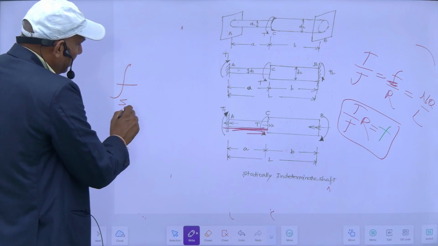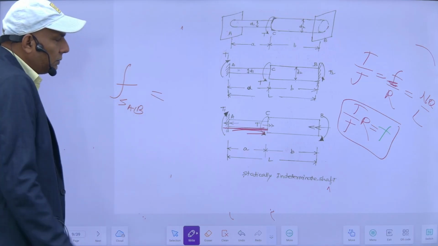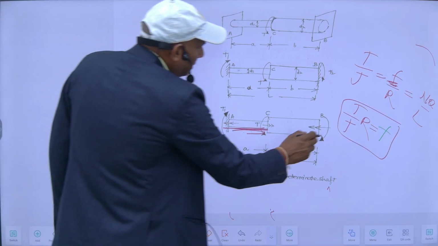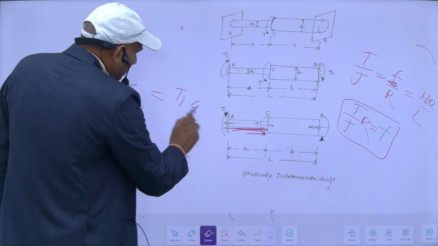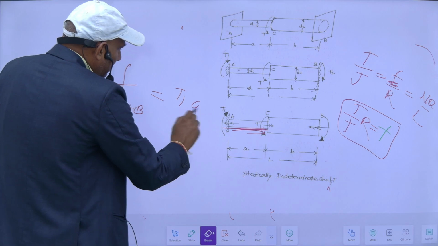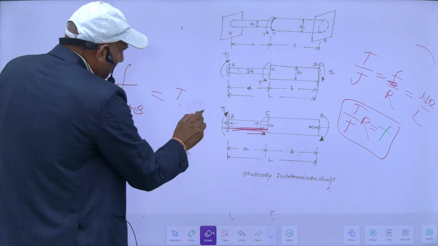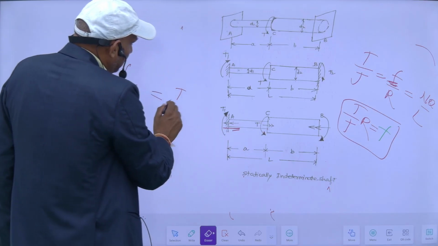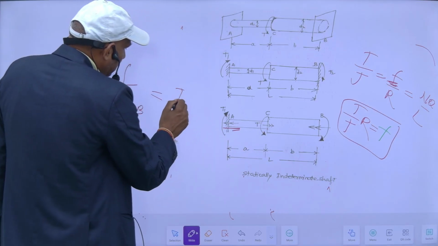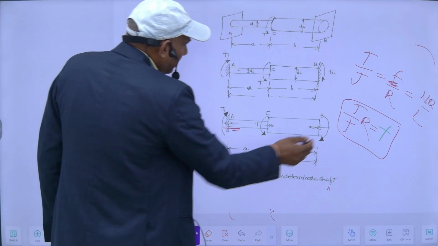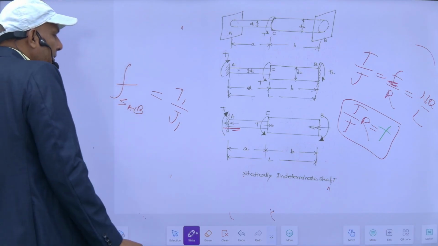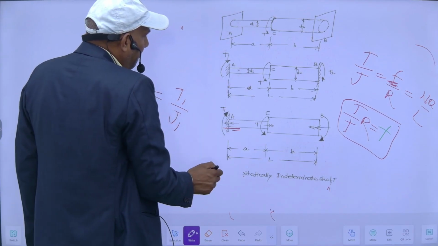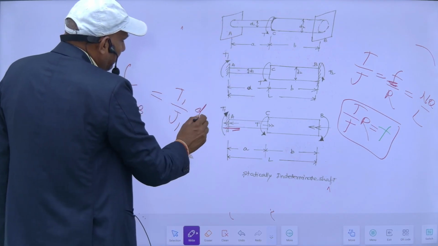shear stress of AB portion will be equal to torque. This is T1 here. Its length is A. No, length is not required. So it is T1 divided by its polar moment of inertia, T1 upon J1 into its radius R1. So R1 is basically half of this diameter, so it will be D1 upon 2.